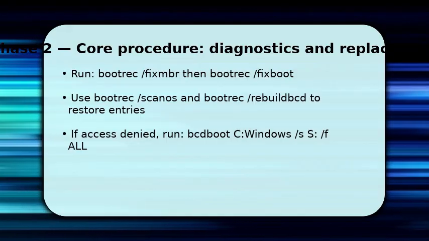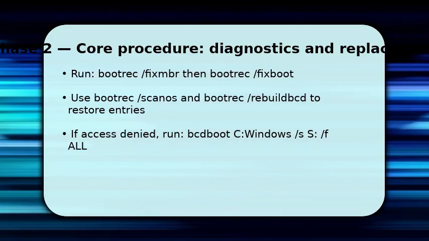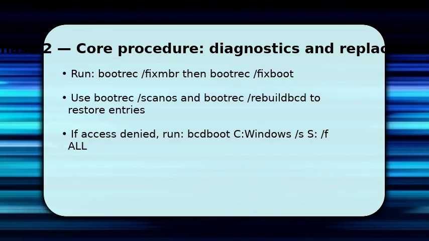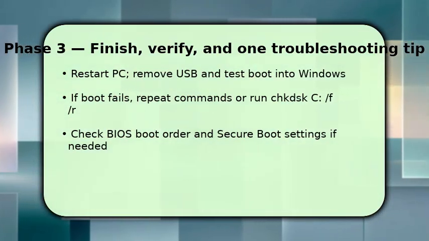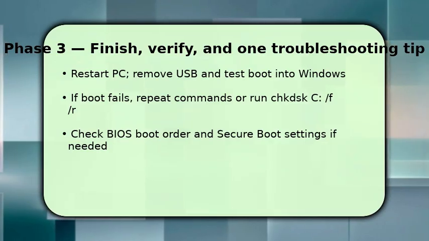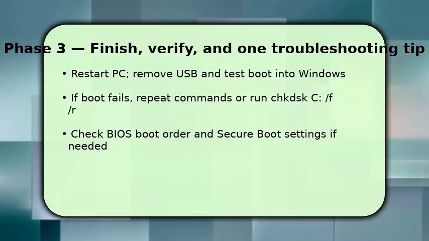If you get access is denied on /fixboot, run diskpart to assign a drive letter to the system partition, and then use bcdboot C:\windows /s S: /f ALL. Once the rebuild completes, exit diskpart, close the command prompt and restart the machine. Remove the USB so it boots from the repaired disk.